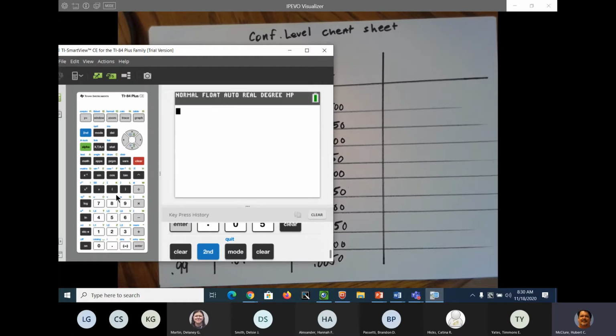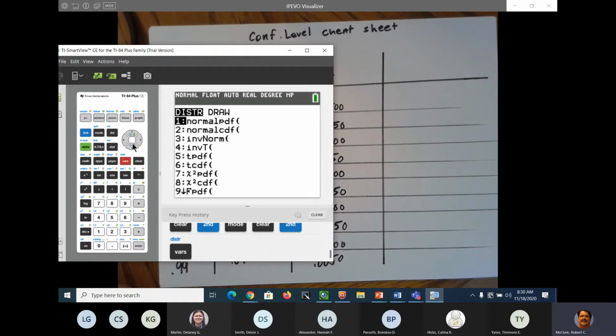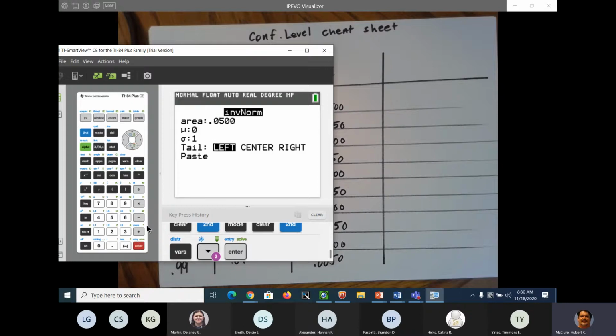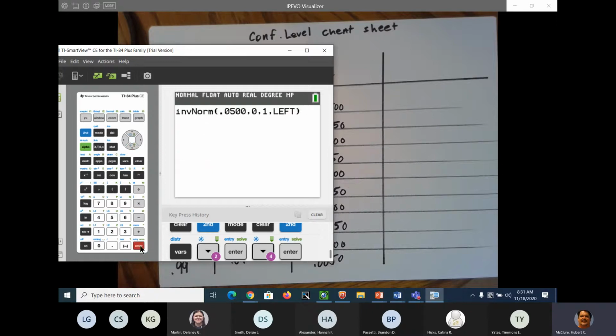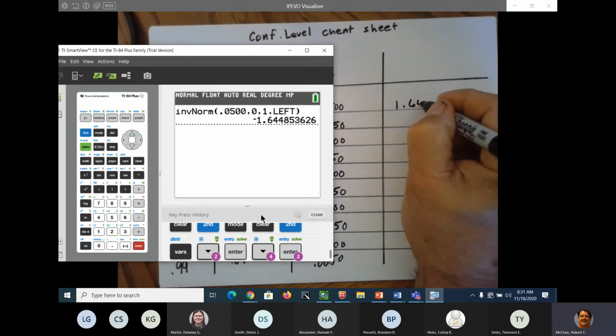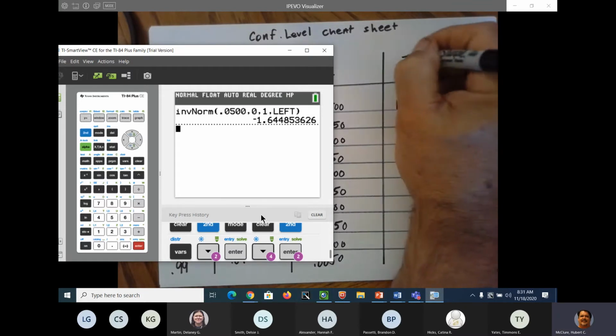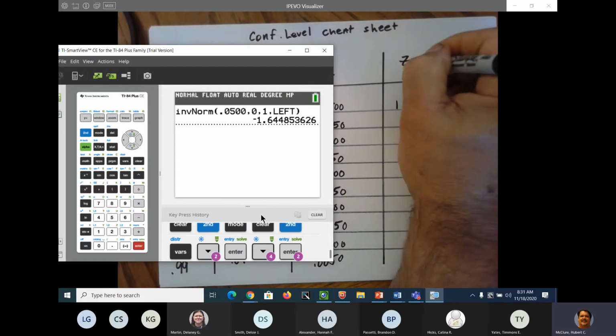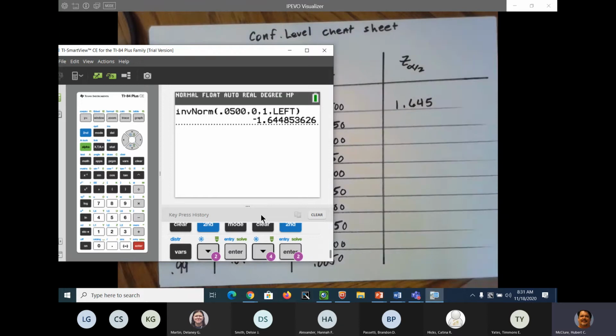There. Second, bars, inverse norm, 0.0500, and paste and enter. You use the positive, you don't use the negative. So it's 1.645. And that's your z sub alpha over 2, and you're going to use that in formulas with your confidence interval.